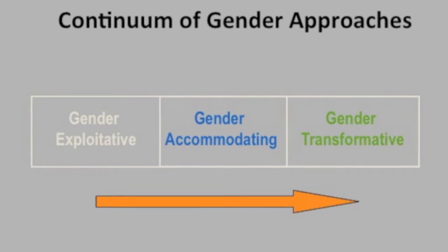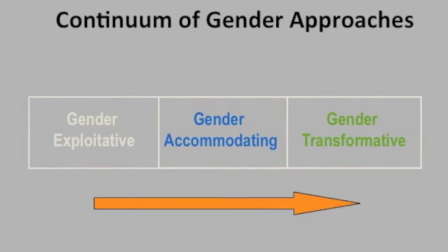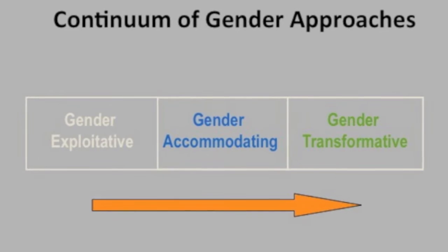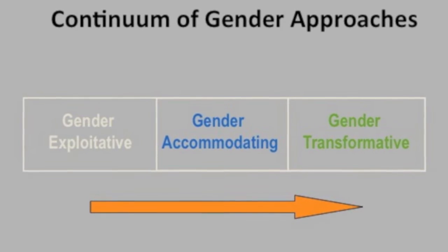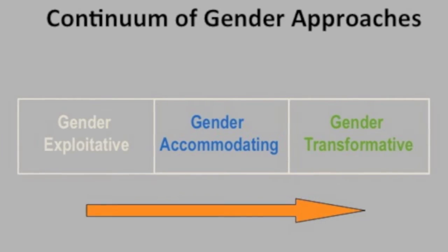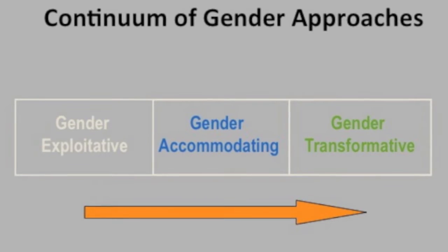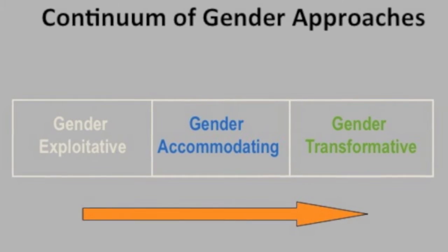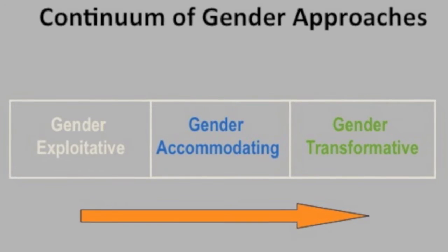So a few years ago, USAID put together a group, the Interagency Gender Working Group, and they came up with this continuum to help programs integrate gender into their programs. And it goes all the way from the left, exploitative. Programs that exploit gender inequities are those that actually reinforce gender stereotypes that can be very harmful. Accommodating are the programs that sort of work around gender inequity but don't really reduce it. And then gender transformative are those programs that actually address gender inequities head on.